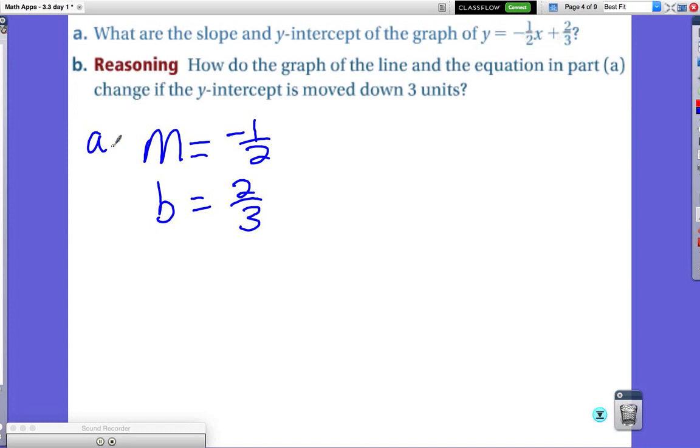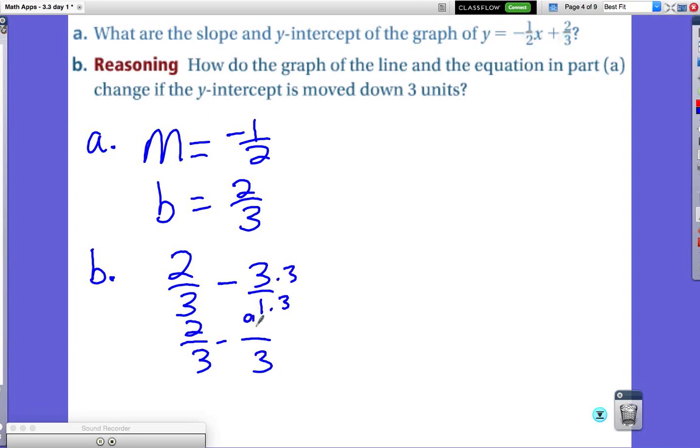Letter B says, how does the graph of the line of the equation in part A change if the y-intercept was moved down 3 units? That means your y-intercept b would go from 2/3, and if it's moved down, we would subtract 3, so we would have to combine and make like fractions. We want both to have a denominator of 3. So we'd have 2/3 minus 9/3.